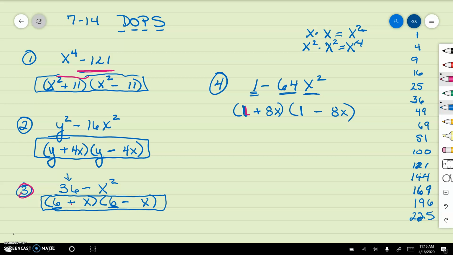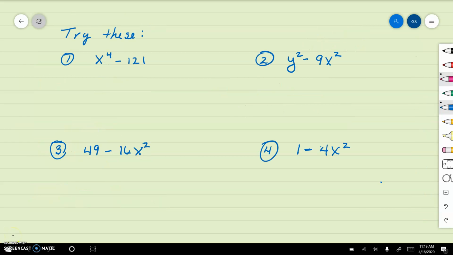So I'm going to put some problems up. You're going to hit pause, copy them down, and work on them. Okay, here they are. So pause the video, try these 4 out. When you're done, the answers will be there. Do not copy my answers. Please do this on your own. You'll be better off for it next year, I promise.